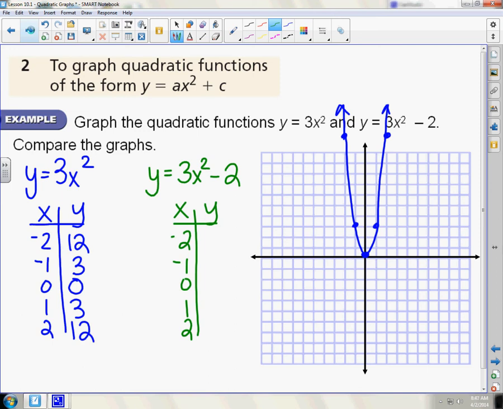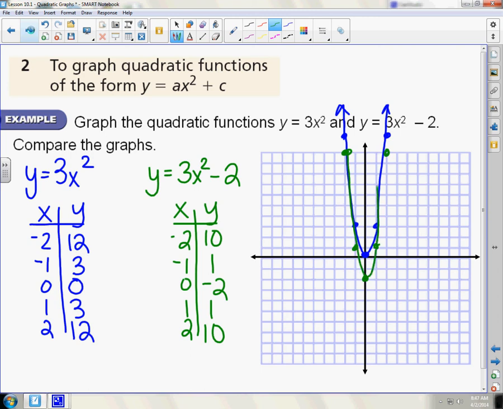Now this one, if I have negative 2 and I square it, I get 4 times 3 is 12, minus 2 is 10. 1 times 3 is 3, minus 2 is 1. 0 minus 2 is negative 2. 1 times 3 minus 2 is 1. And then 2 squared is 4 times 3 is 12, minus 2 is 10. So if you look at this one, I go negative 2 and 10, negative 1, 1, 0, negative 2, 1, 1, and 2, 10.